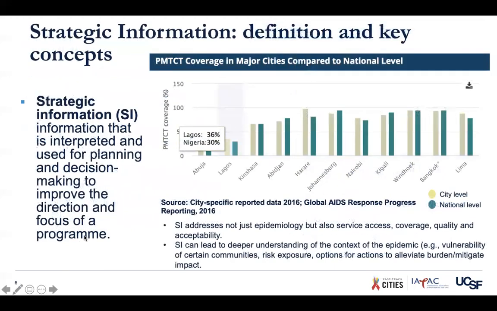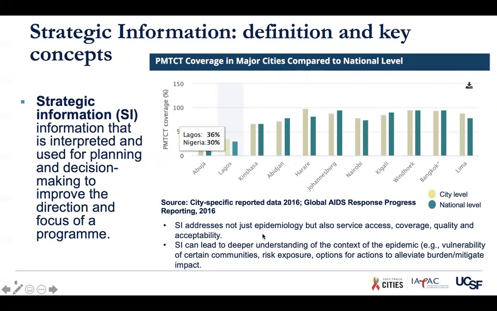So strategic information is a higher level concept. Strategic information is the kinds of information that includes surveillance and monitoring and evaluation, the kinds of information that's interpreted and used for planning and decision making to improve the direction and focus of a program. So here we can look at this city-specific reported data from the Global AIDS Response Progress Report for 2016. Here we have city and national level data and looking at PMTCT coverage, for instance, here in Nairobi versus Kenya as a whole.